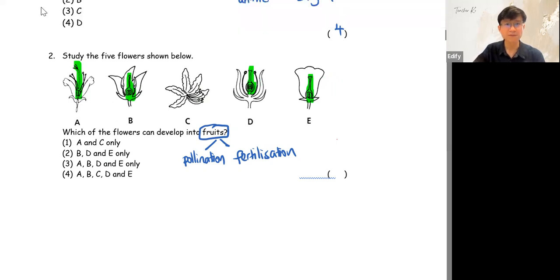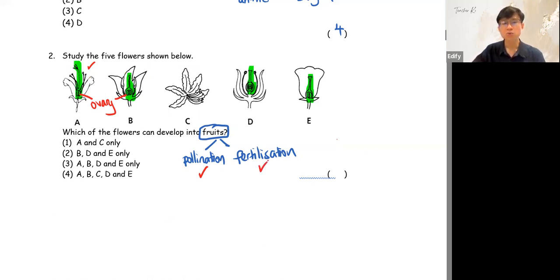Now, how do we identify if these are female parts of the flower? Sometimes in different flowers, the stigma looks different. But if it's attached all the way to the center and there is an ovary here, you know that it must be the female part, if it's attached to the ovary, the swollen part of the flower at the bottom. As long as they have the female reproductive parts, which are the stigma, the style, ovary, and ovule, it can be pollinated and therefore it can be fertilized.